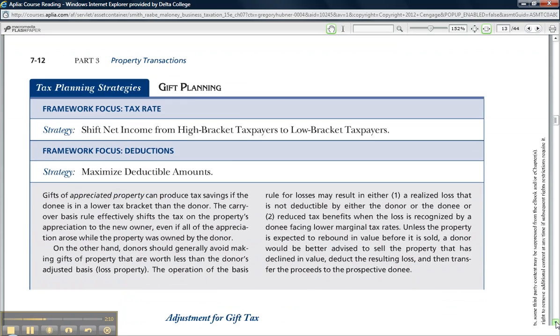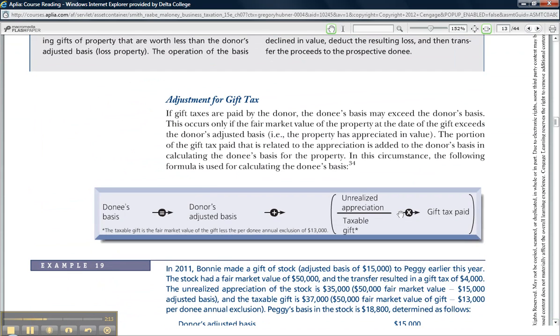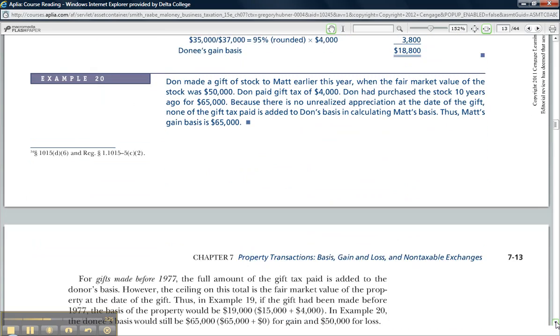Next, it talks about adjustments for gift tax. If the donor had to pay gift tax when they made the gift, this is not something that we're going to deal with. It's a fairly rare occurrence, and I'm not going to complicate this with that issue.